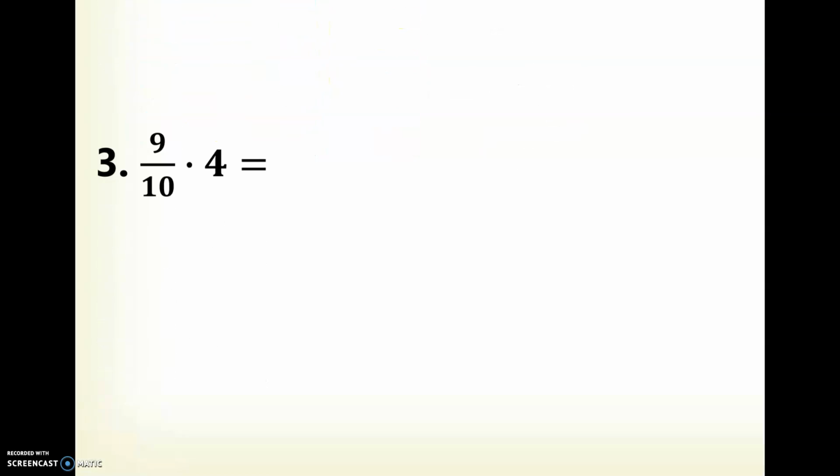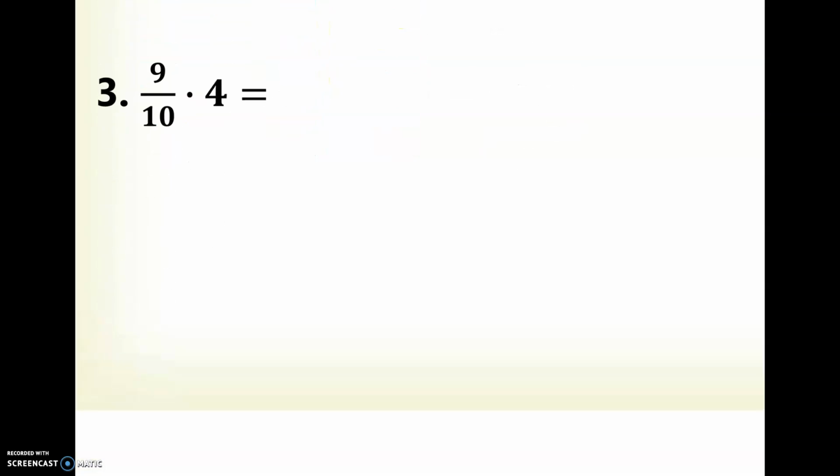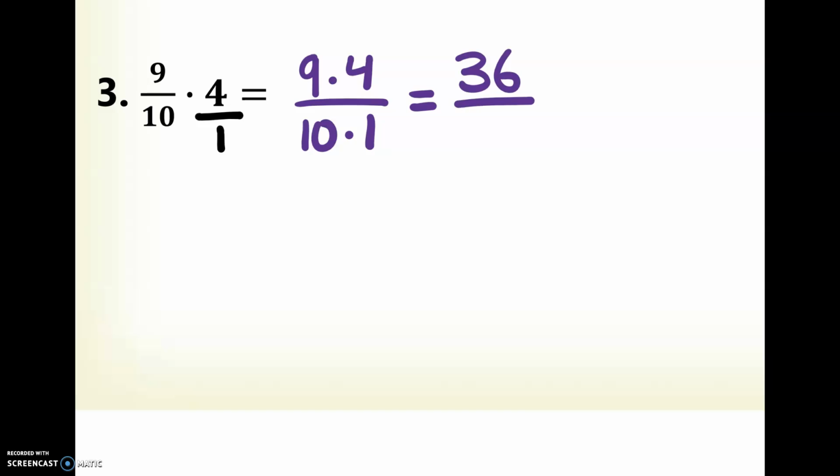All right, moving on to number 3. We've got 9/10 times 4. 4 is not a fraction right now, but we know we can just make it over 1, and now it's a fraction. Same thing, multiply numerators, multiply denominators. We're going to have 9 times 4 on the top and 10 times 1 on the bottom. So 9 times 4 gives us 36 in the numerator, and 10 times 1 gives us 10 in the denominator.